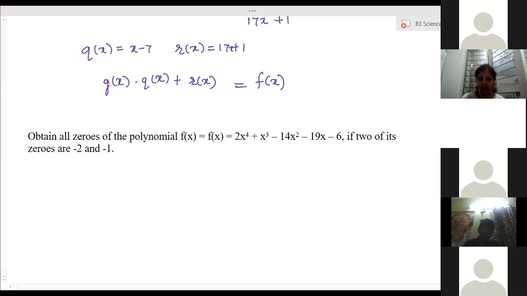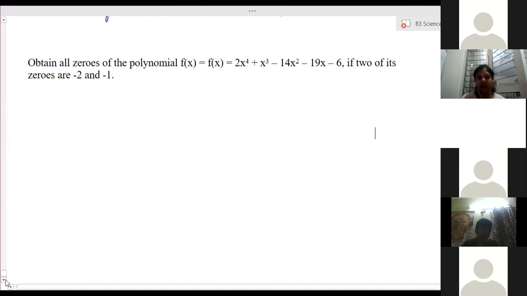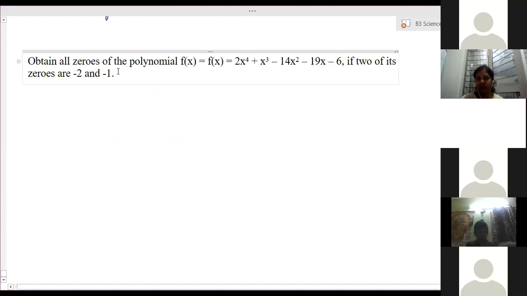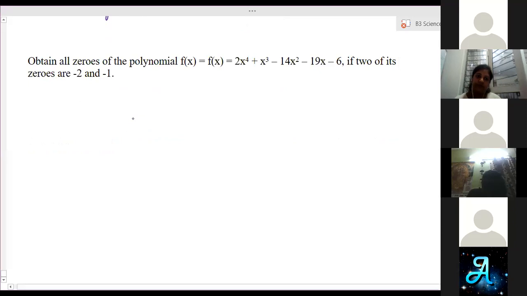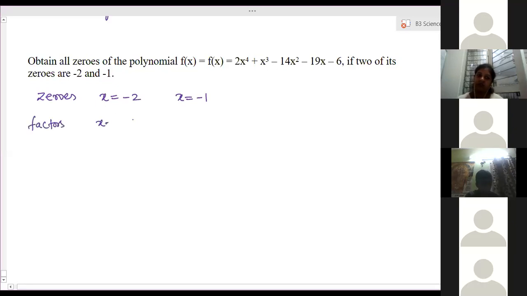Exactly similar, we have to do here also, and here it is much easier. That is, the zeros are already given. If it is biquadratic, then 2 zeros will be given to you. And if it is cubic, then 1 zero will be given to you already. So they have given 2 zeros: x equals minus 2 and x equals minus 1. So what are the factors? x plus 2 and x plus 1. x plus 2 is one factor and x plus 1 is another factor. So to find the remaining zeros, you have to multiply these two. So what is the product?